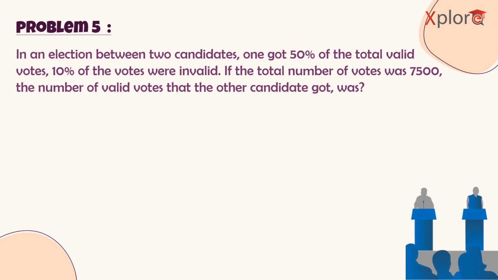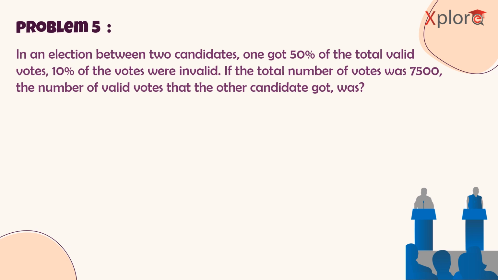Now let's see a problem in elections. The given question is, in an election between two candidates, one got 50% of the total valid votes, 10% of the votes were invalid. If the total number of votes were 7,500, the number of valid votes that the other candidate got was? So come on students, let's try this problem.